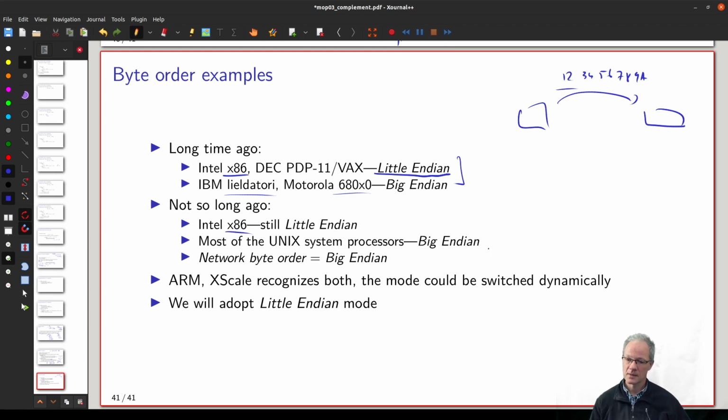Okay. And the interesting thing is that ARM can actually switch between the two systems, but we will adopt the little endian mode in this course for the ARM assembly language, and x86 is using that as well. So that's the story here. And that's about all that I was going to tell you today about the two's complement.